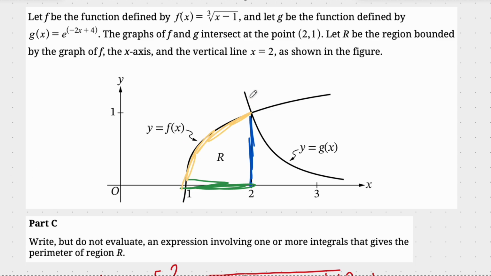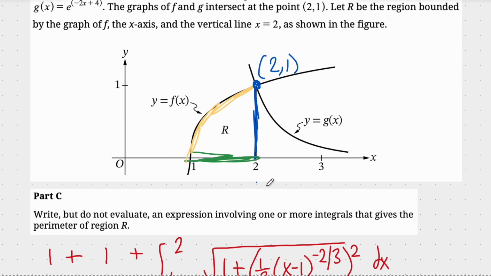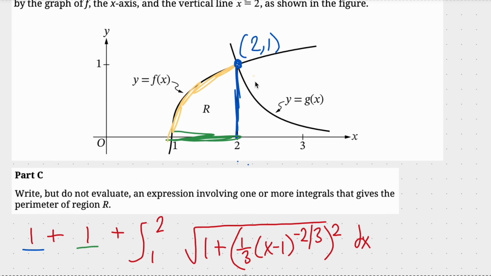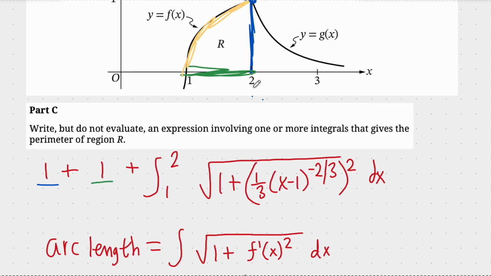That's going to be the hard part. But the length of this vertical line is just 1, because literally this point is (2, 1). Okay, so 1, and then the length of the green line, that's 1. The yellow curve is the hard part. You're going to need the arc length formula for that. So here's the arc length formula.